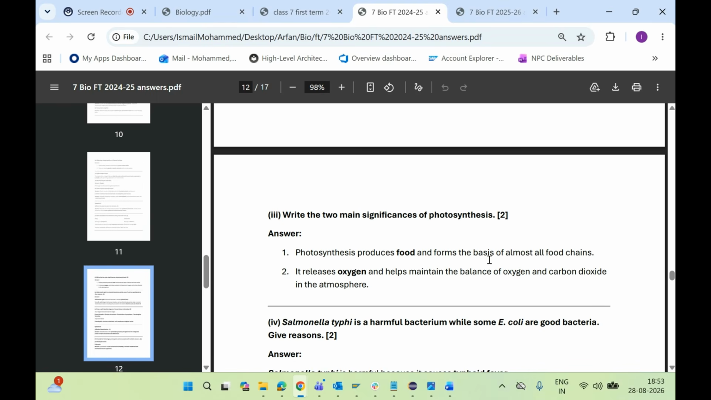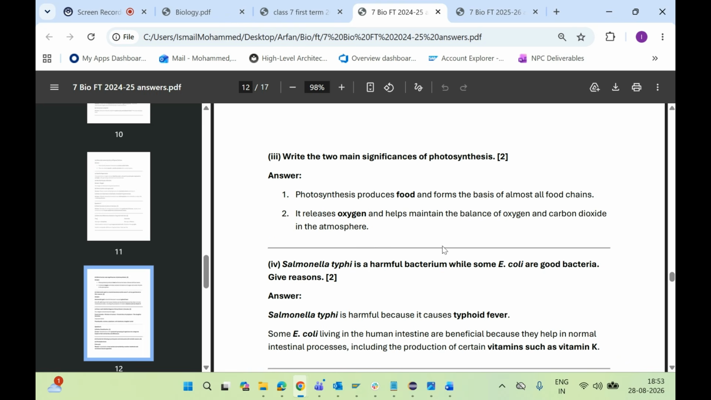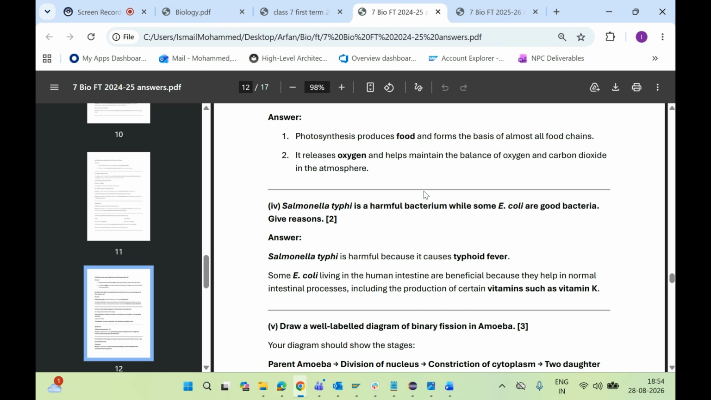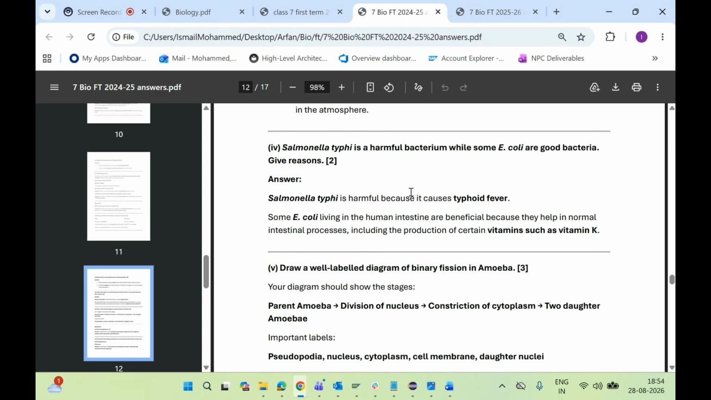What are the two main significances of photosynthesis? Photosynthesis produces food, which is the basis for all the living organisms. And next one is during the process of photosynthesis, oxygen is released, which is required for all the living beings. Okay, so this is the significance of photosynthesis.